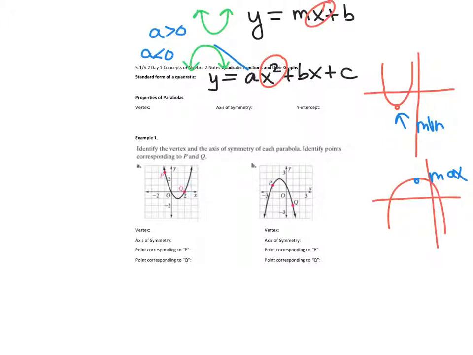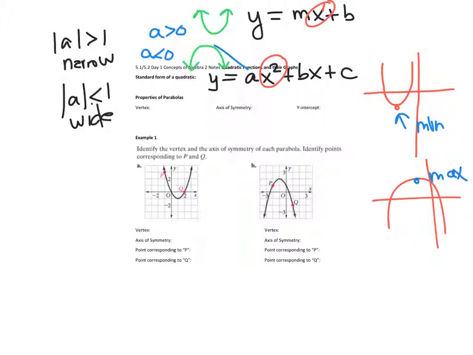Also, A can tell you whether a parabola is narrow or wide. If the absolute value of A is greater than 1, it's going to be narrow. Whether it's positive or negative, the farther a number is from 0 on the number line is going to determine how narrow it is. And if the absolute value of A is less than 1, it's going to be wide.